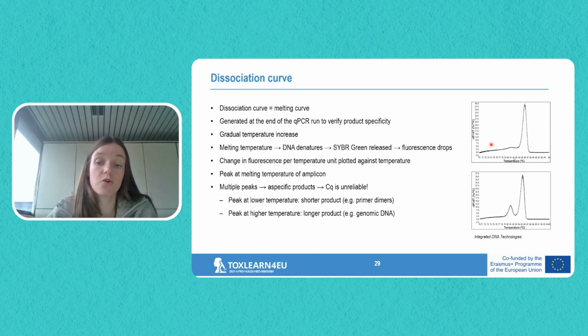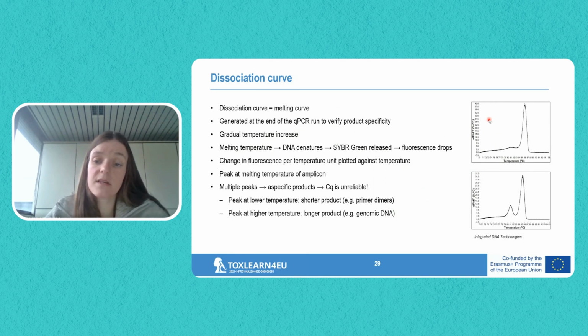So what is then shown on a so-called melting curve is the change in fluorescence per temperature unit, and this is plotted against the temperature. So here on the x-axis, you can see the temperature, and on the y-axis, you can see the change in fluorescence per degree change in temperature.